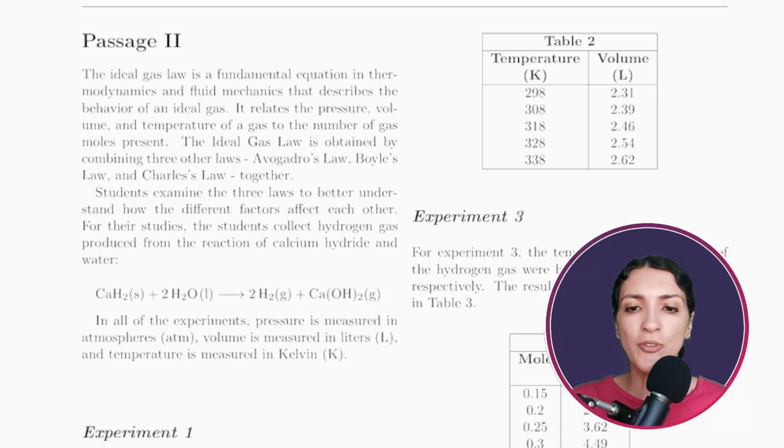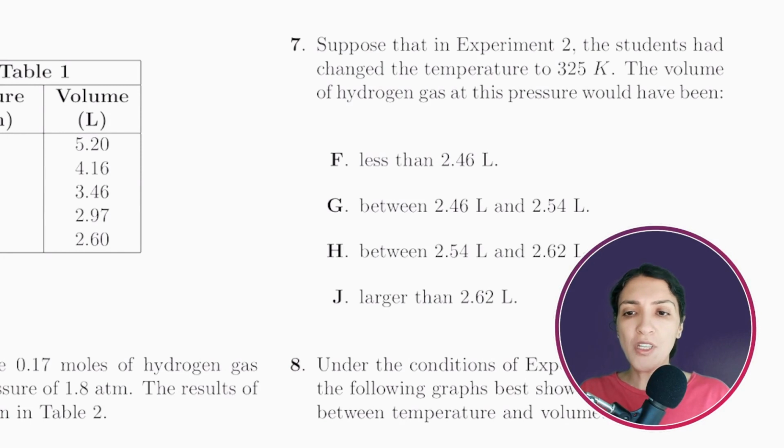On to passage 2. Let's read the first few sentences. Okay, this is an experimentation about gas law and changing pressure, volume, and temperature. Now we're going to jump to the questions. For the first question on this passage, the where is experiment 2. The who is temperature of 325 kelvins. And the why is, well, we're either looking for a value of one volume or a range of volumes.